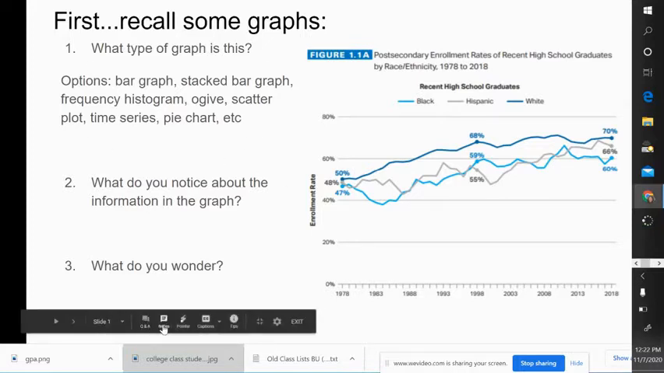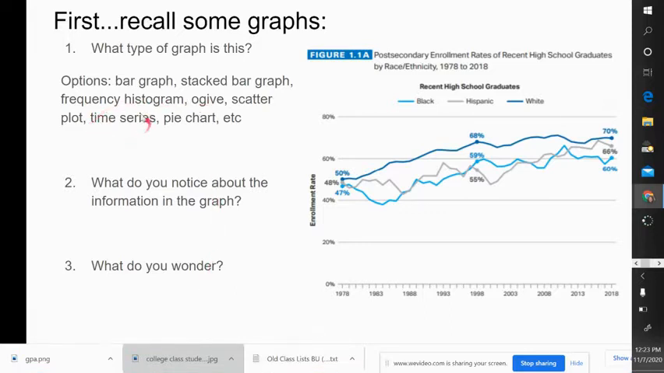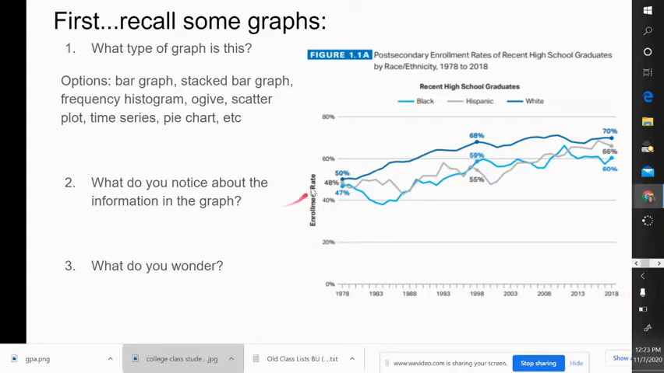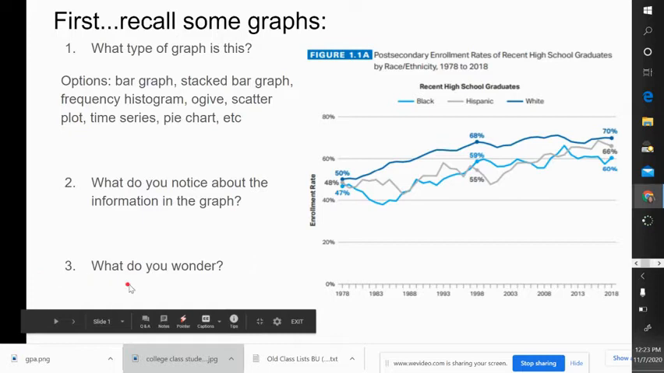What do you guys think? Yeah, it is a time series graph, right? It shows us something that happens over time, how things compare over time from 1978 to 2018. My next question is up to you. What do you notice about this information in the graph? You could notice a lot of things. What do you wonder about this graph? A lot of things you could wonder.